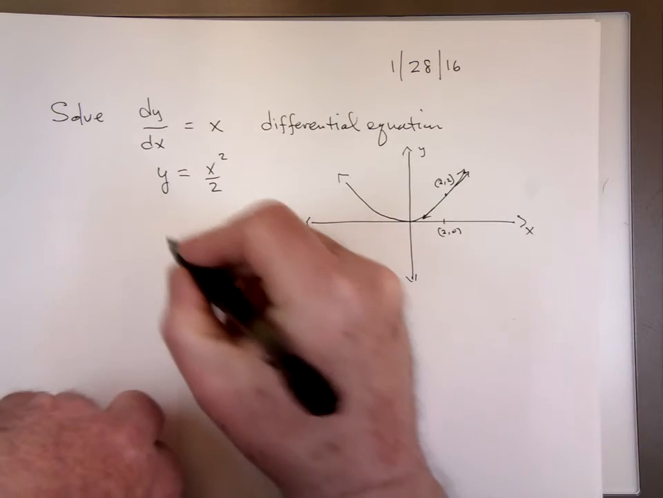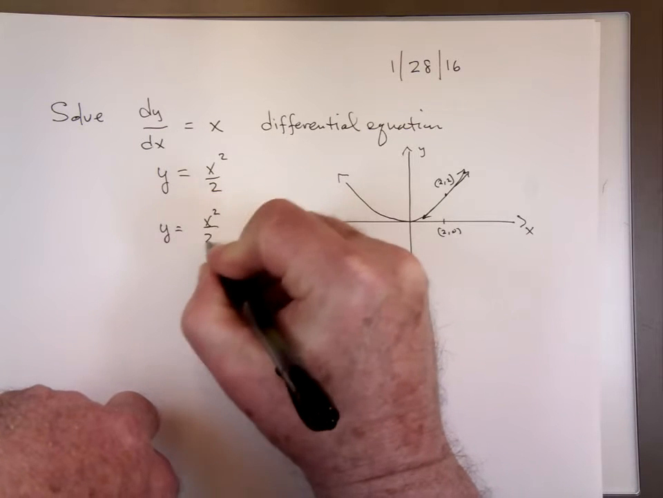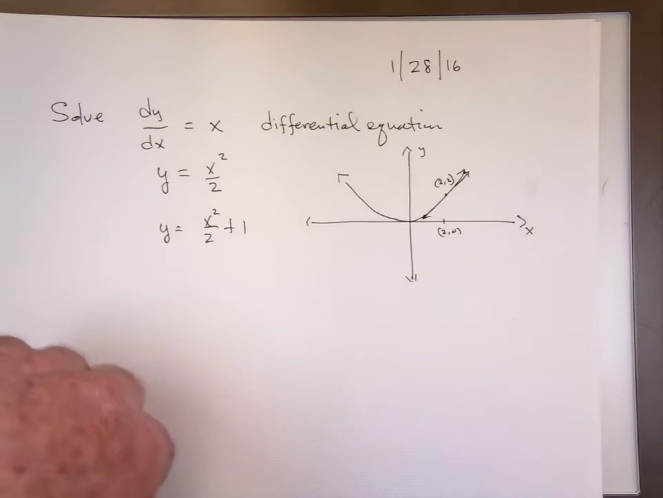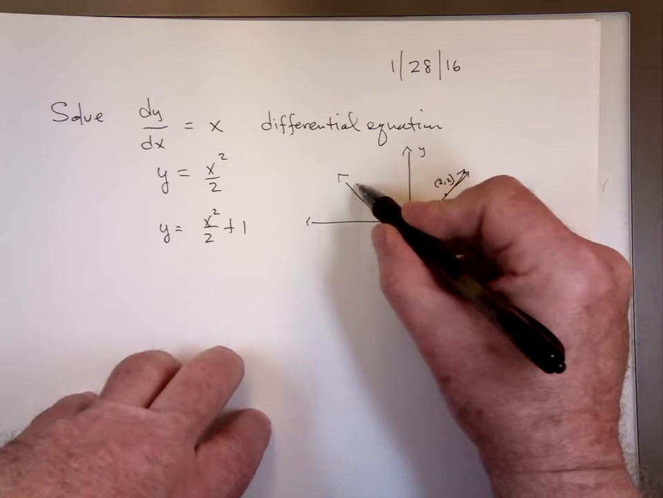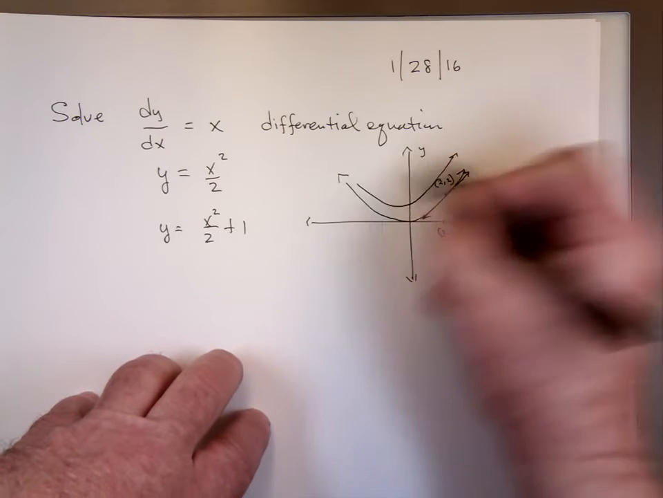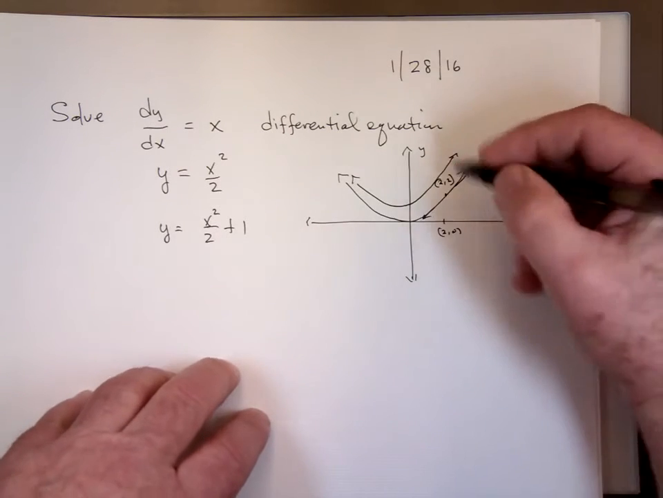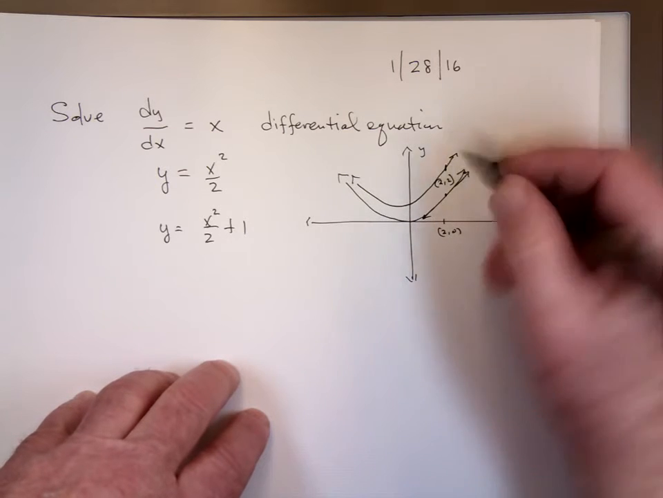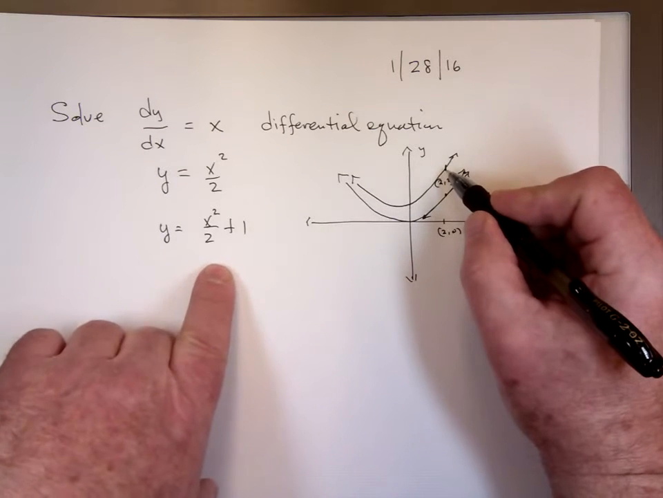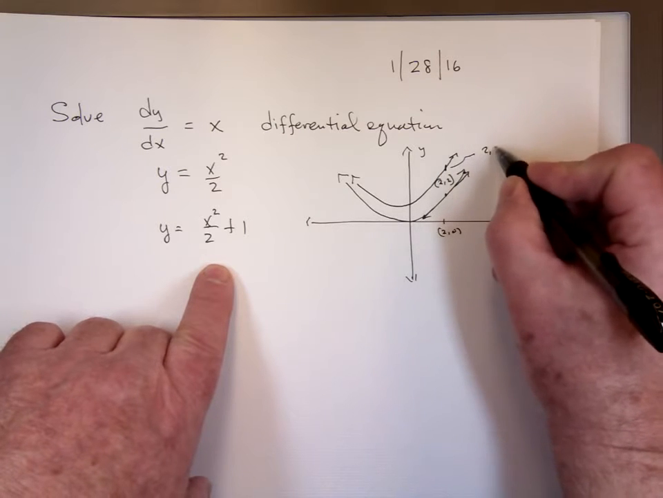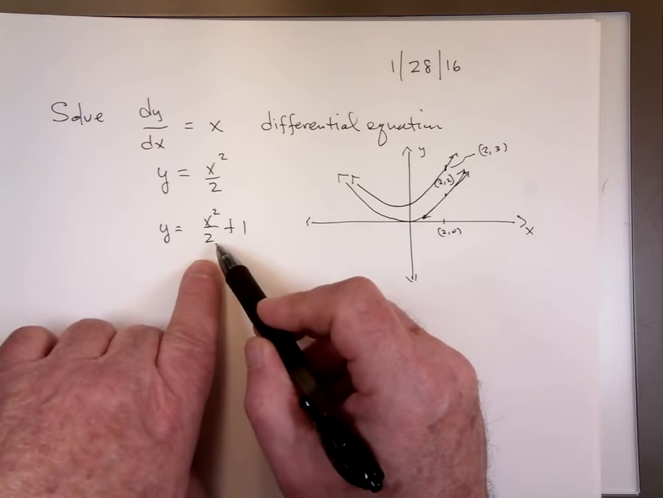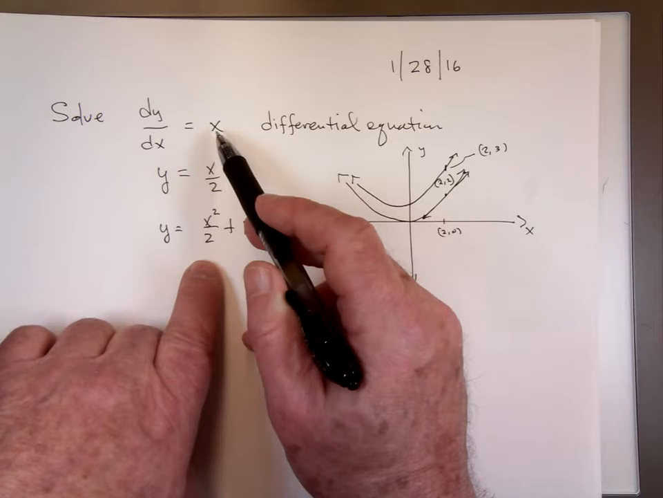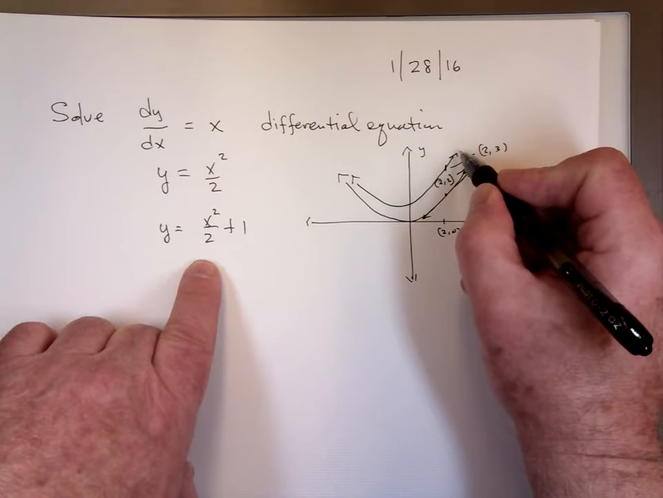Another solution would be y equals x squared over 2 plus 1. Adding 1 to that function does what to the graph? Shifts it up 1. Good. Nice. Where do we get this graph? Okay. Something like that anyways. And let's see what happens at 2. Now we're at the point 2, 3. What's the slope of the tangent line at this point? Well, if you take the derivative of this, we get x, our solution. When x is 2, we get the slope of 2 again.